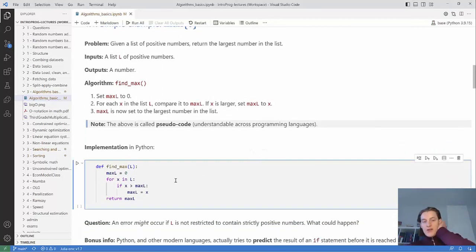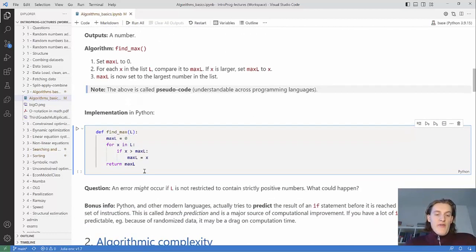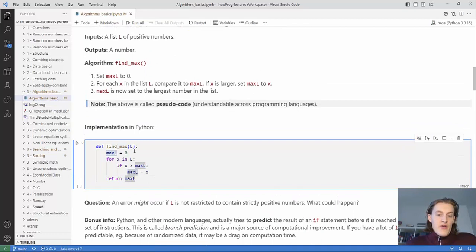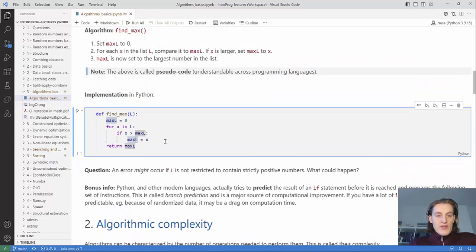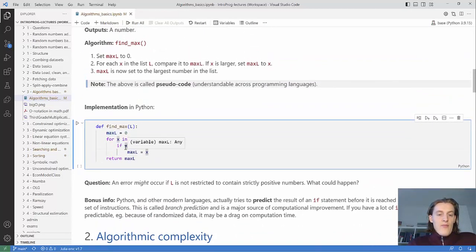Yeah, so the implementation in Python. This was a pseudocode. It can't run, but it's very understandable. And then you can define it in Python as a function. You set maxL to 0. You loop through all the elements in the list. Then you have this if condition. If x is larger than maxL, then you update maxL and set that to x. And of course, maxL is gonna be changing all the time, so it's sort of updated at each stage.